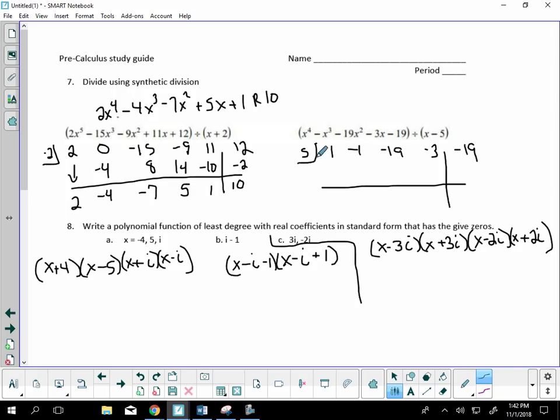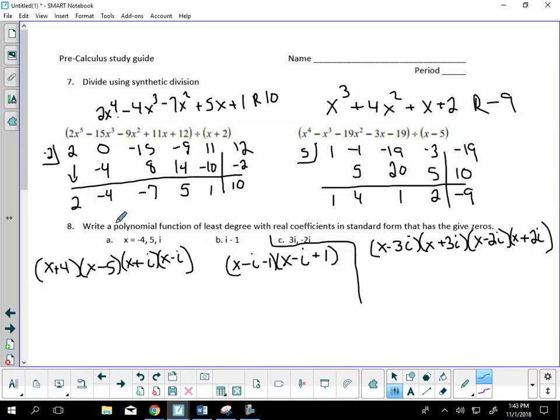On the second part here, I'm going to put 5 in the box, bring down your 1, multiply, add, multiply, add, multiply, add, multiply, add. And on that one, I'm going to be left again with 1 degree less, so x cubed plus 4x squared plus x plus 2, remainder negative 9. And again, I hope I didn't make any mistakes because I'm going very quickly on these.